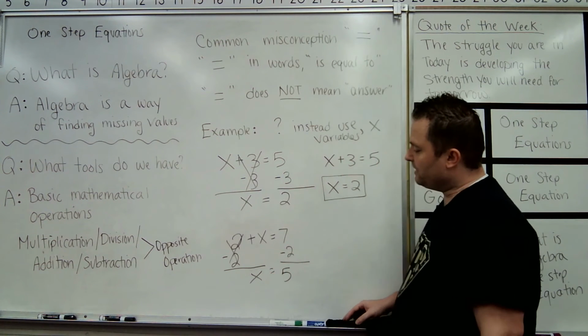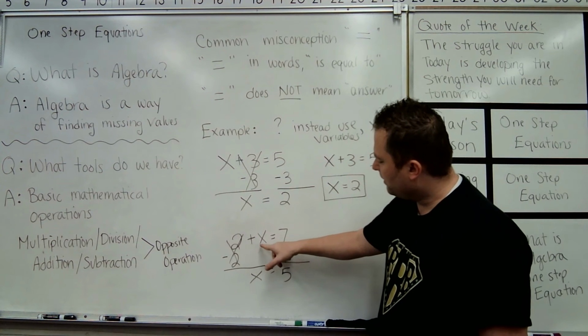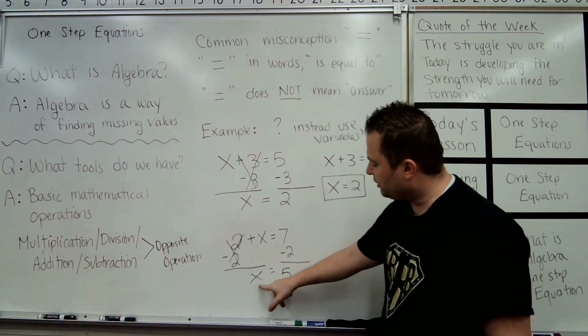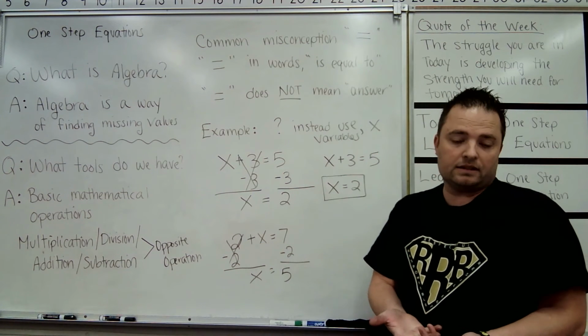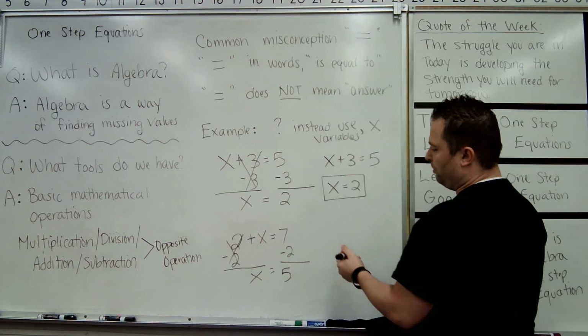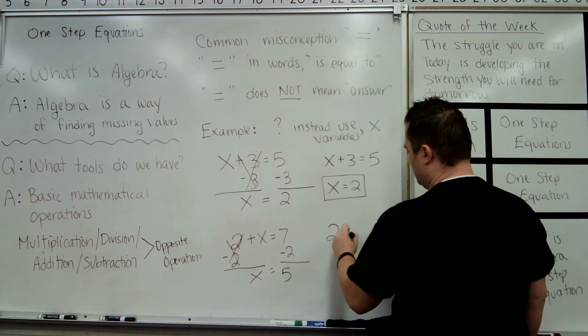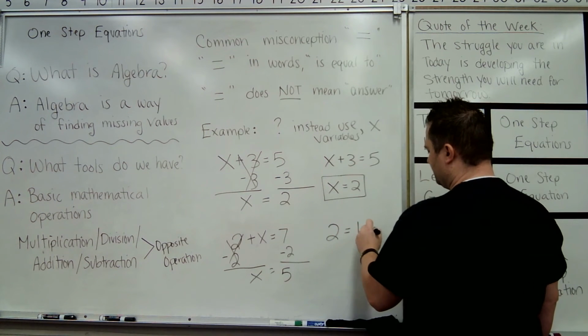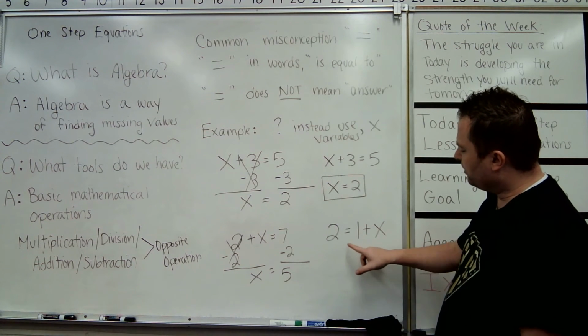And some of you have seen in the original equation, 2 plus 5. Remember, the unknown number we're suggesting is 5. Is 2 plus 5 equal to 7? Yes, it is. Okay. One other example with addition. 2 equals 1 plus x. 1 plus some unknown number is equal to 2.